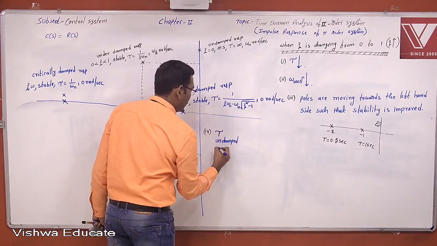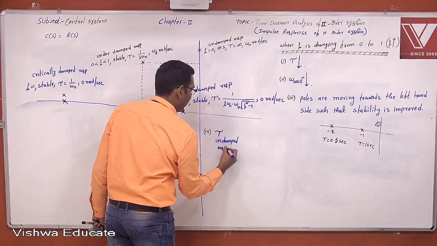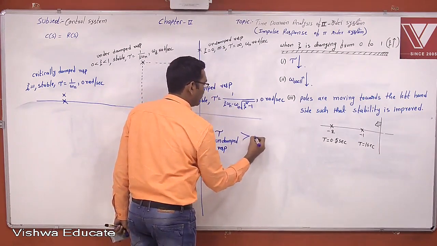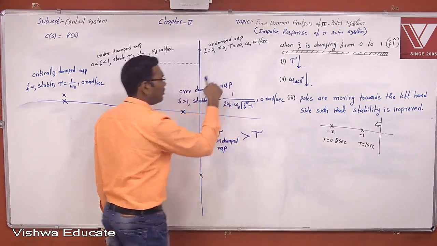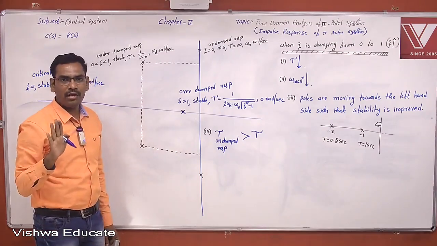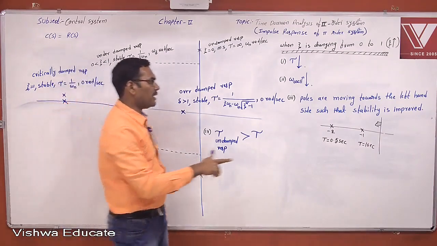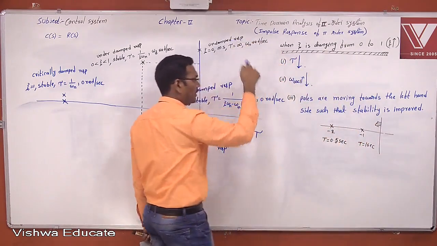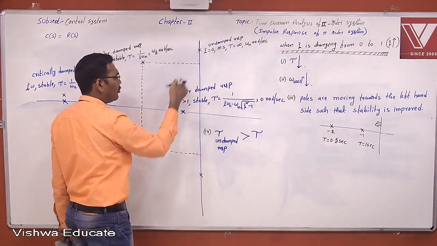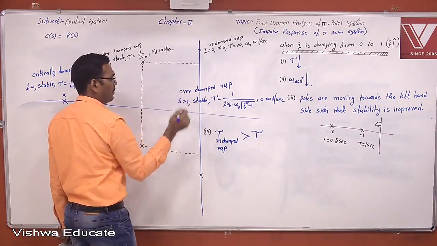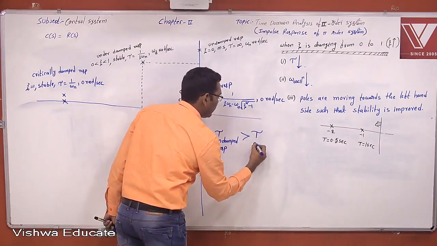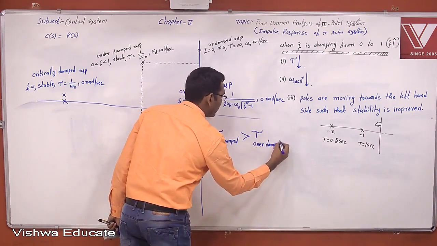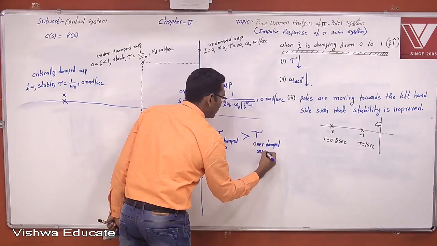The time constant of the undamped response, which is the highest, is infinity, which is greater than the next time constant, of the one nearer to the origin. That fellow is having the highest time constant, but it is already on the imaginary axis, infinity. Okay. Now who is nearer after this fellow? Who is nearer to the origin? Overdamped response. Therefore, the time constant of the overdamped response.